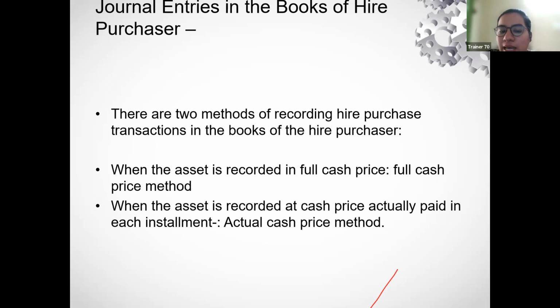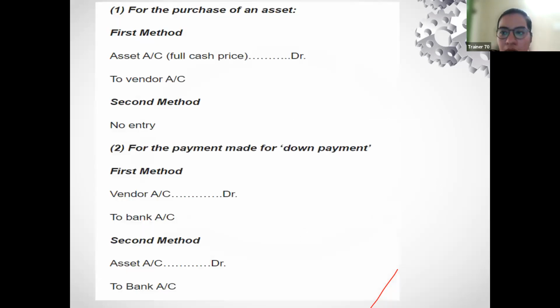First method says when the asset is recorded at full cash price. And the second method says when the asset is recorded at the cash price actually paid in each installment, which is also known as the actual cash price method. So it depends upon your accounting preference which method you are following. Now, what different journal entries will be passed in the books of the hire purchaser? We'll have a look.